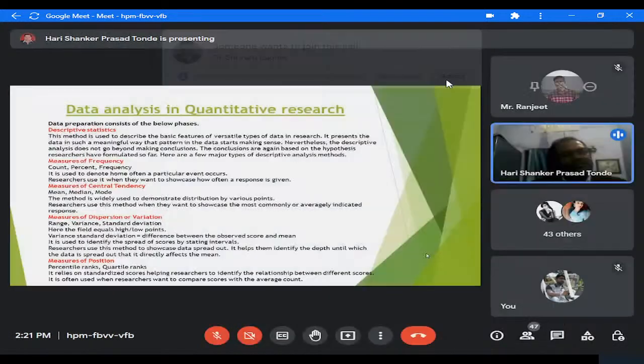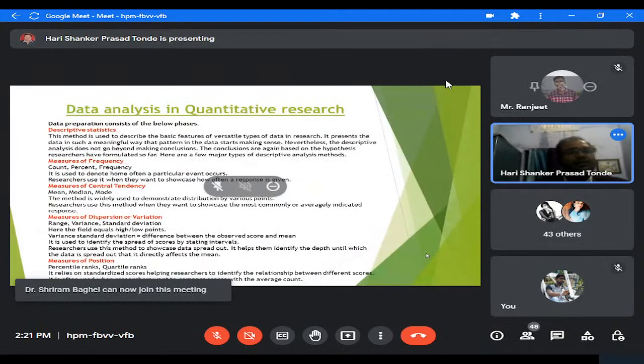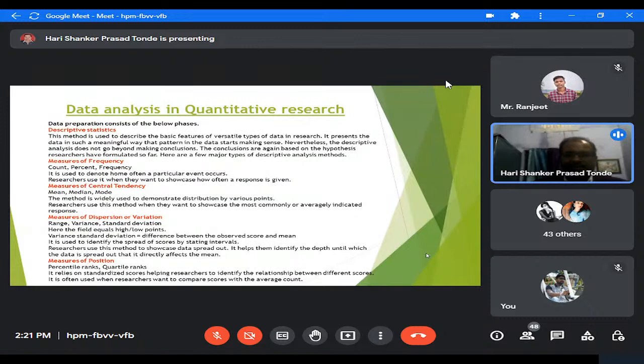First one is the descriptive statistics. This method is used to describe the basic features of versatile types of data in research. It presents the data in such a meaningful way that patterns in the data start making sense. Nevertheless, the descriptive analysis does not go beyond making conclusions. Second one is the measures of frequency. Measures of frequency include count, percent, and frequency. It is used to denote how often a particular event occurs.